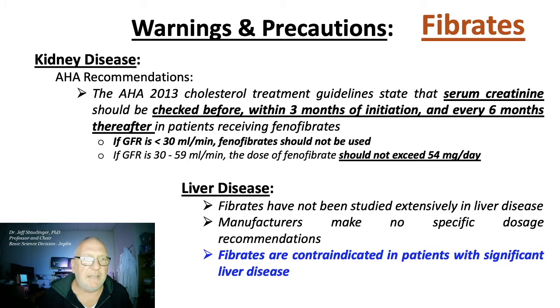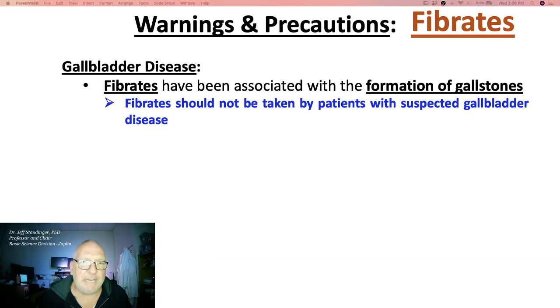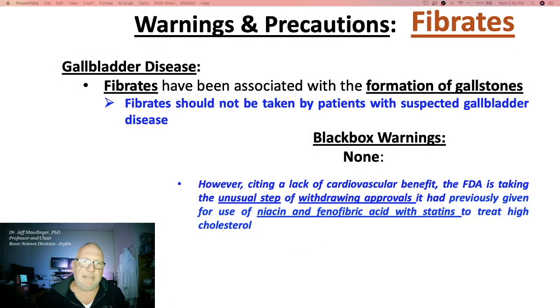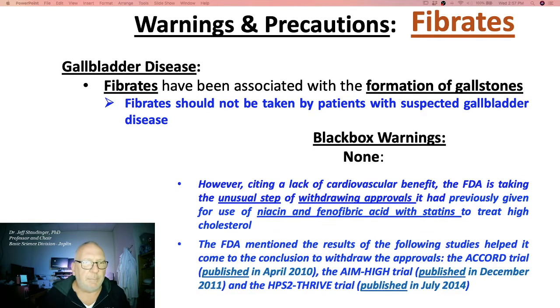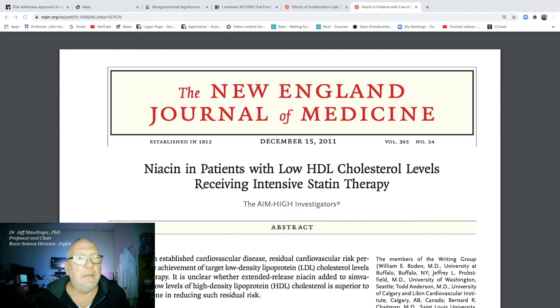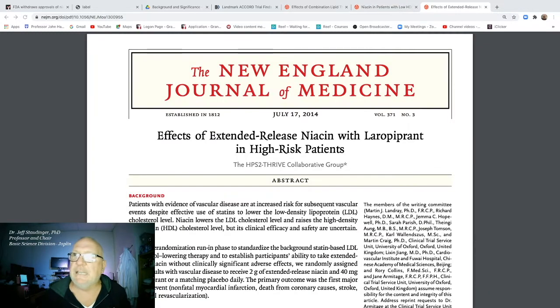In patients with significant liver disease, fenofibrates are contraindicated. Fibrates are contraindicated in patients with suspected gallbladder disease. There are no black box warnings associated with fibrates. When talking about fibrates, the FDA did something very unusual. They withdrew approvals that the FDA had previously given for the use of combining fibrates with niacin and statins to treat high cholesterol. And I've provided some clickable links. A New England Journal of Medicine article, niacin in patients with low HDL cholesterol levels, effects of extended-release niacin with laropiprant in high-risk patients.